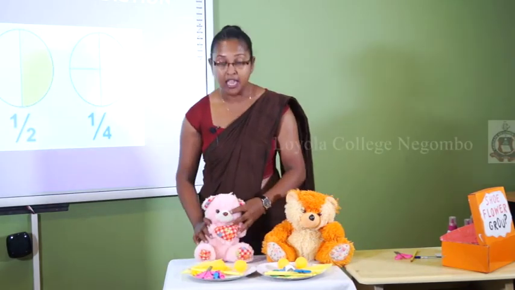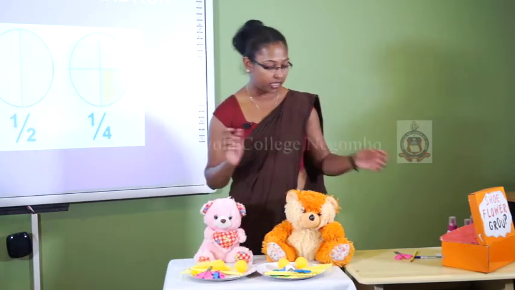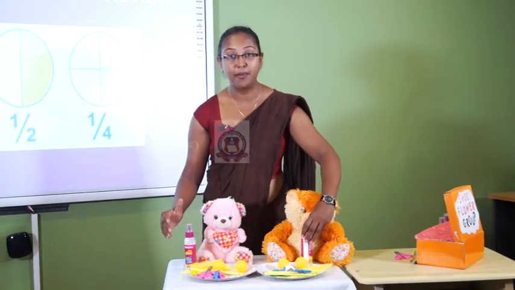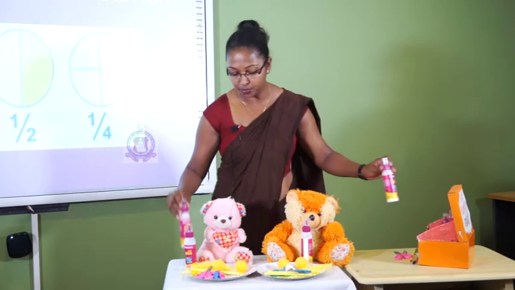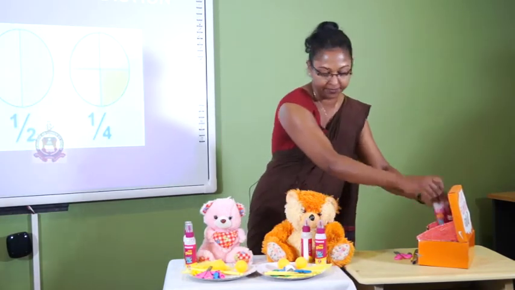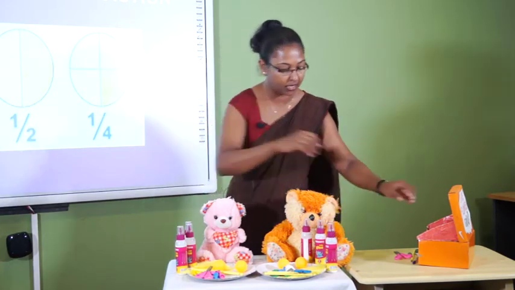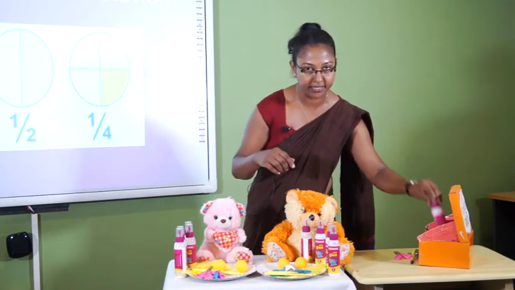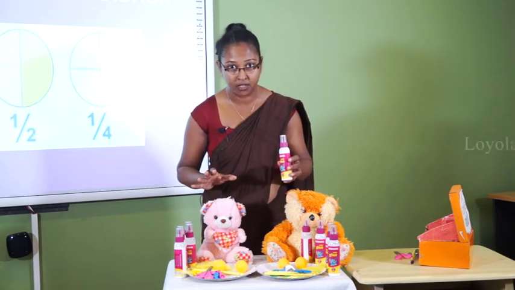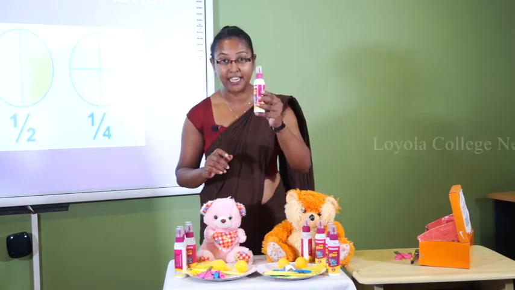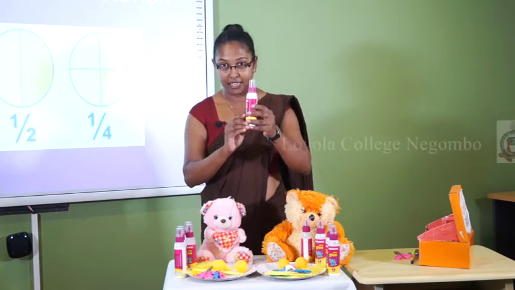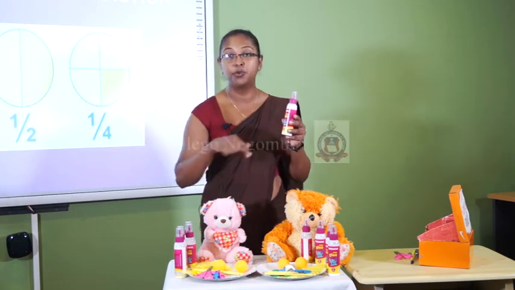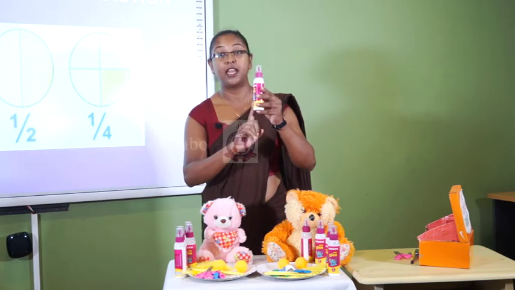And now I have 9 glue bottles. Let's see how to share that. 1 for Terry, 1 for Bunny, 2, 3, 4, now 8, and this is the 9th one. Can I give this to anybody? No. So this is the remainder. Very good. Now you know what is the remainder. The remaining thing that we can't share equally. So when you divide 9 into 2, we get 4, remainder 1.